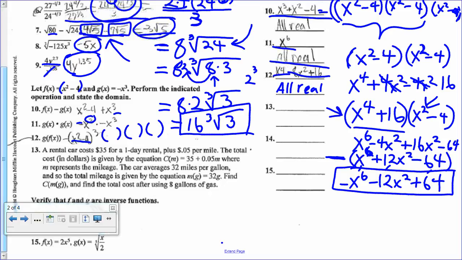A rental car costs 35 bucks for a day. It's 5 cents per mile. The car averages 30 miles per gallon, so the total mileage is given by the equation. Find the cost after using 8 gallons of gas. And find the total.